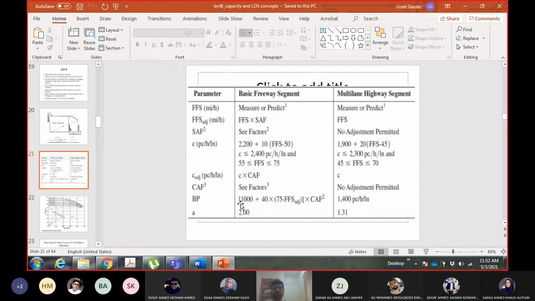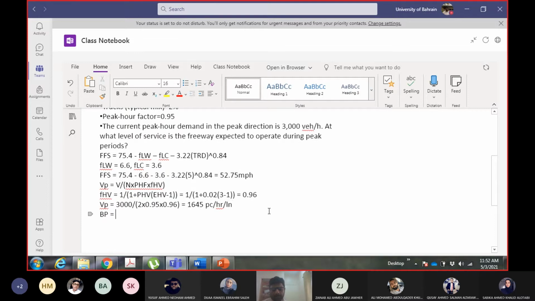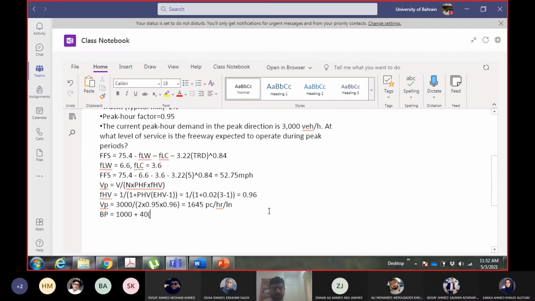Now, I will calculate the breakpoint using this equation without the adjustments. So the breakpoint equals 1000 plus 40 into 75 minus the free flow speed, which is 52.7. The value is 1890 passenger cars per hour per lane.